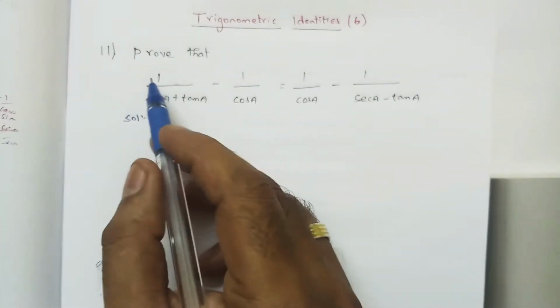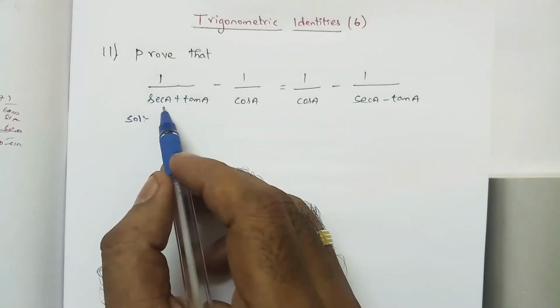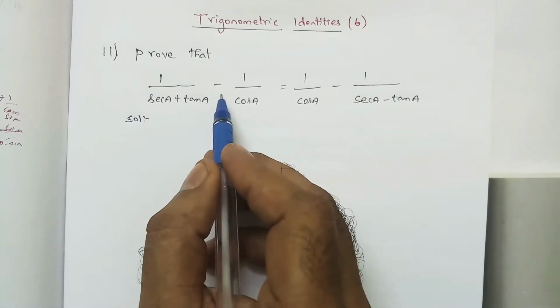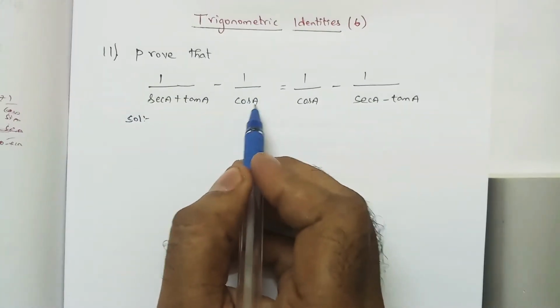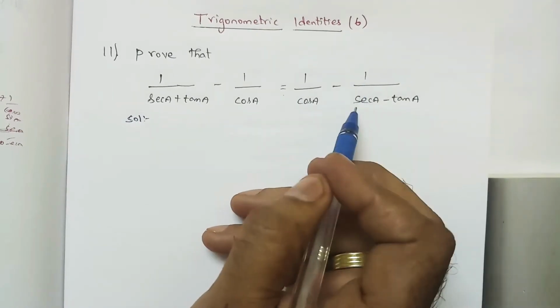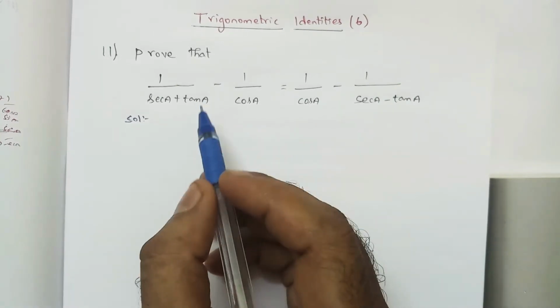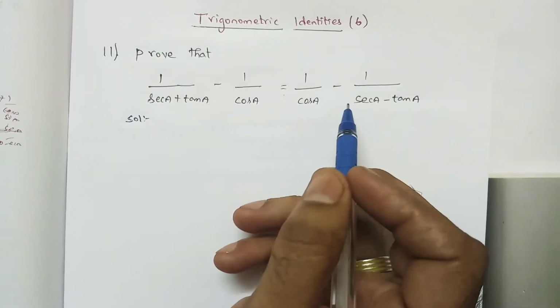Sum number 11. Prove that 1 by cosec a plus tan a minus 1 by cos a is equal to 1 by cos a minus 1 by cosec a minus tan a. So I already told you that we already discussed, right? We want to take LHS and we have to prove the RHS, right?